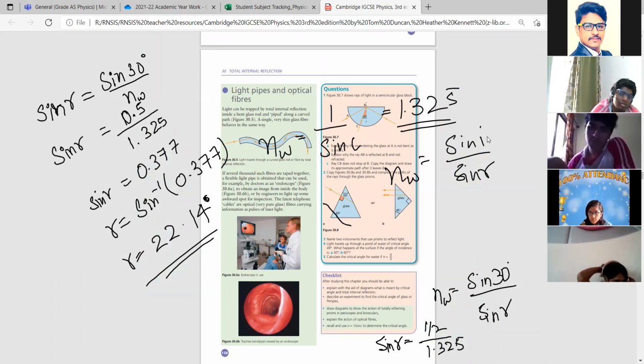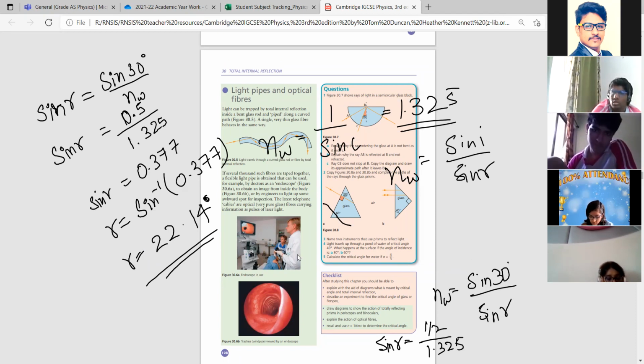Got it? Okay, sir. Everyone, why are we wrong over here? That is because we have substituted this value at the wrong spot. The angle 30 degrees is inside the water, so we'll have to put it in the denominator. Otherwise, we'll get a wrong answer. Now, how did I come to know it is wrong?